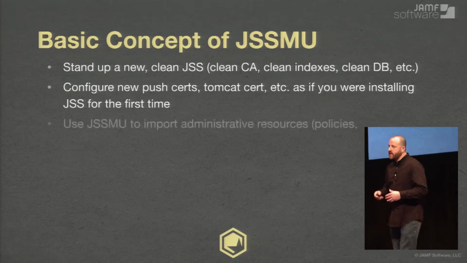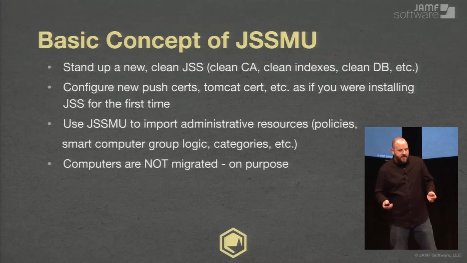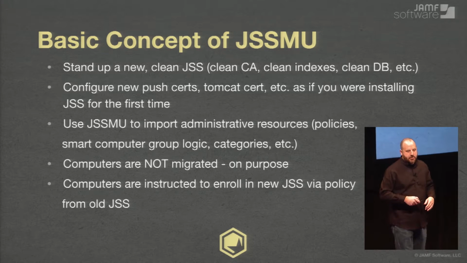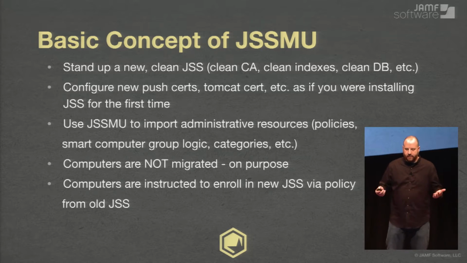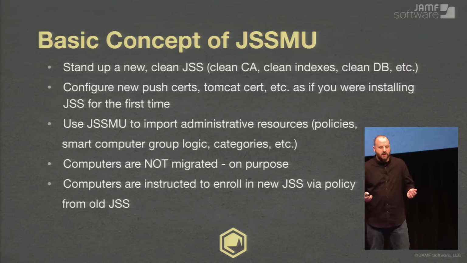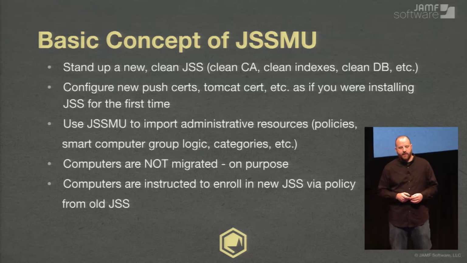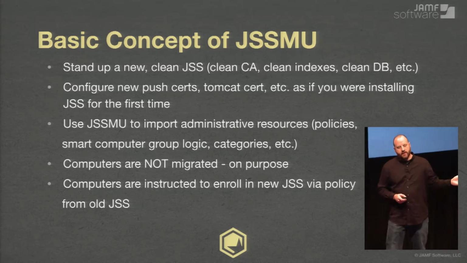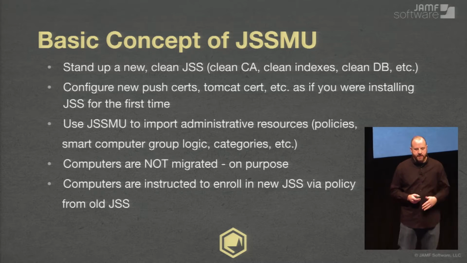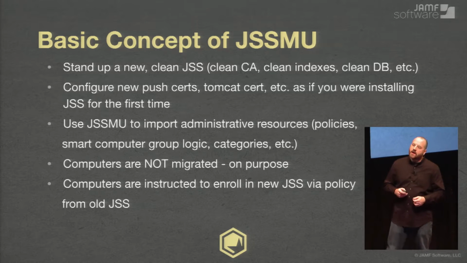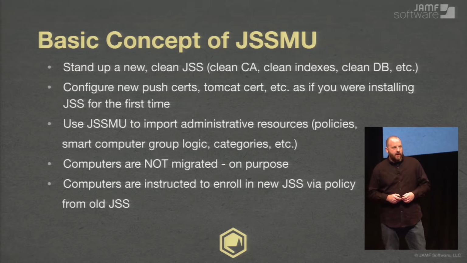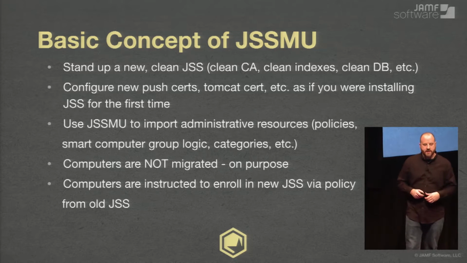The basic concept, you stand up a new clean JSS, you do the very basic setup. You do your Apple push certs, your Tomcat cert, like you were setting up a JSS for the first time. And then you use the utility to move the administrative resources like your smart computer group logic, your policies, all things of that nature over with the API. Computers are not migrated, and this is on purpose.